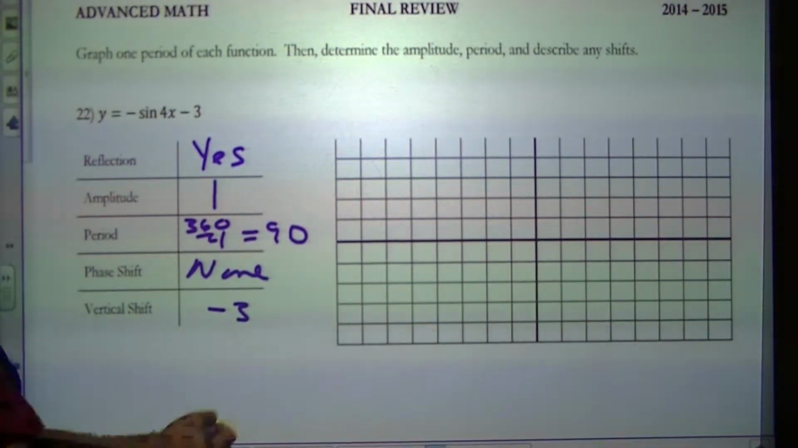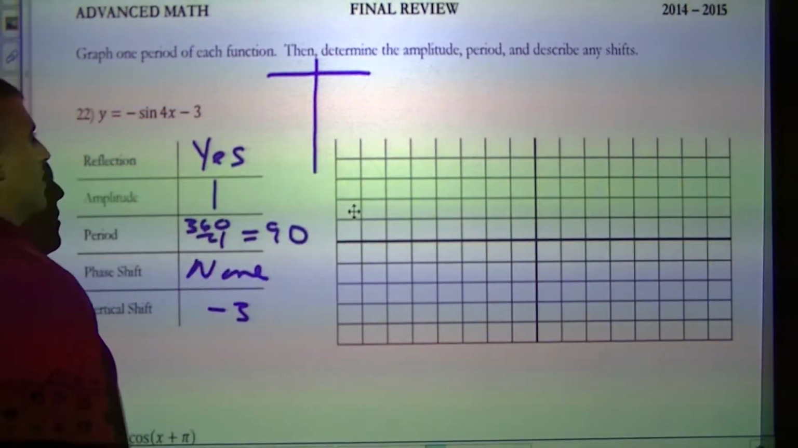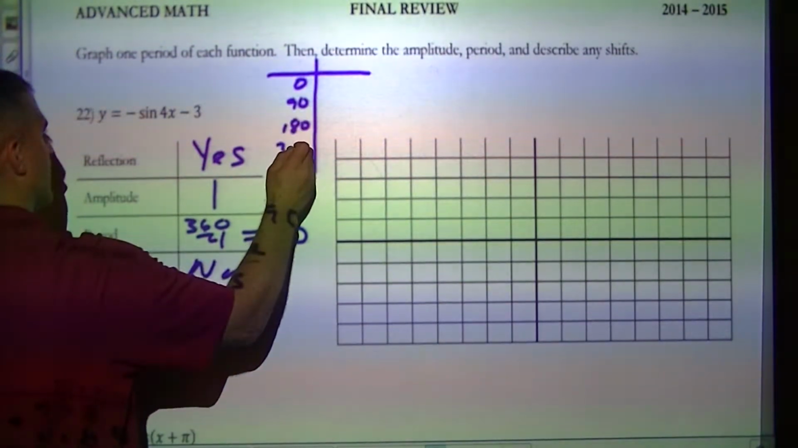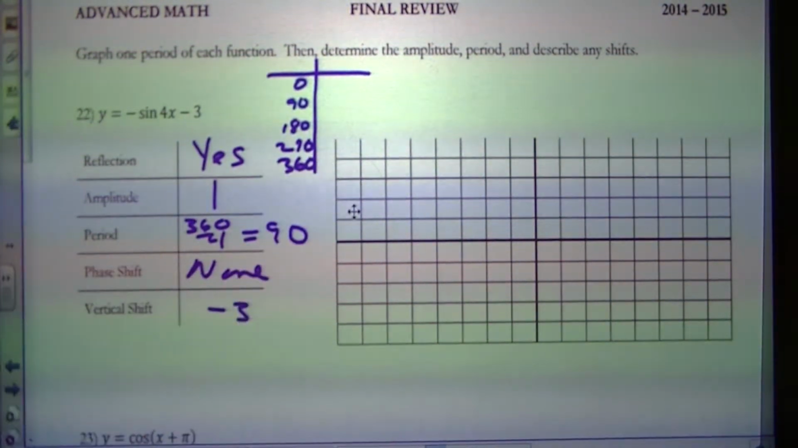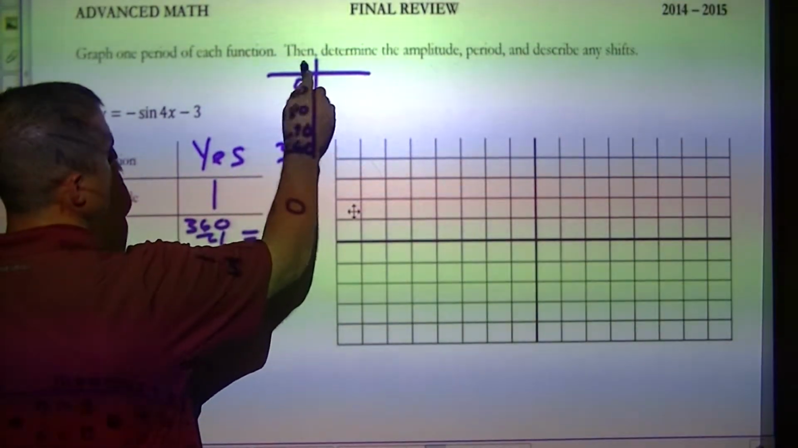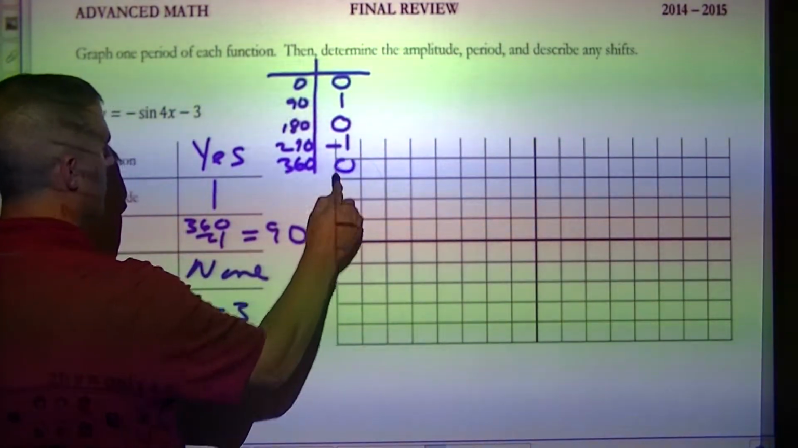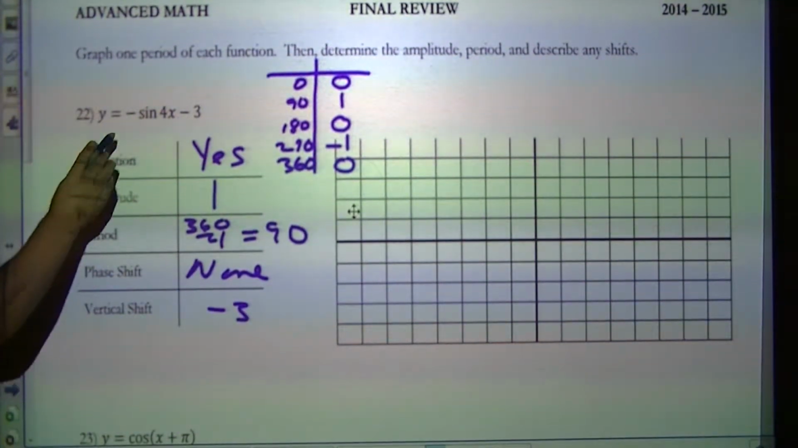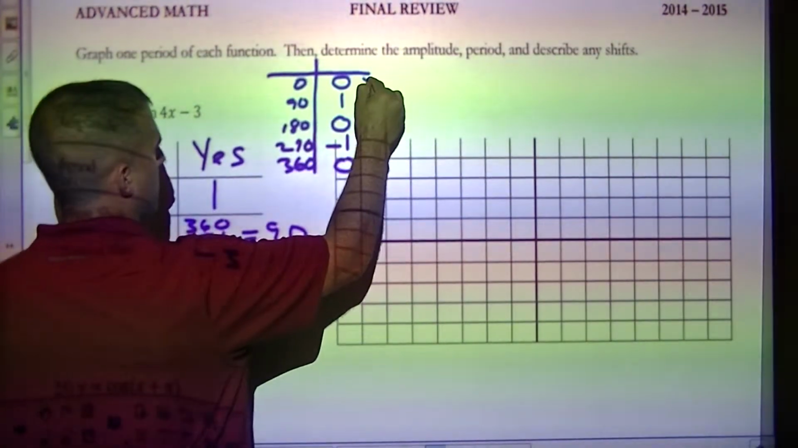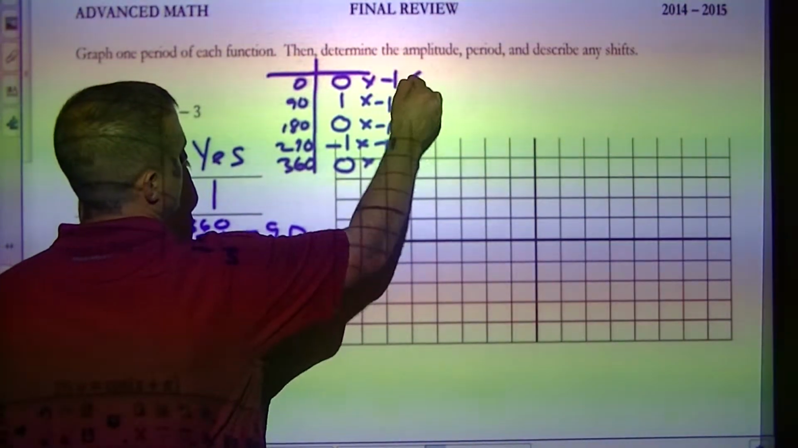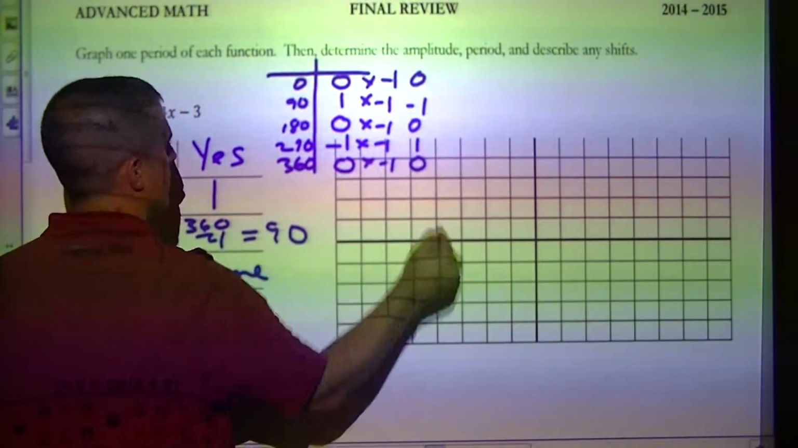Okay? All right? What I'm going to do is I'm going to use these values as I go. I'm going to use 0, 90, 180, 270, 360. Now for sine, what I do is I go ahead and type those in. So sine of 0 is 0, sine of 90 is 1, 0, -1, and 0, okay? Now, the number right here affects the values. So I'm going to multiply all those by -1. So it's 0, -1, 0, 1 now, and 0, okay?